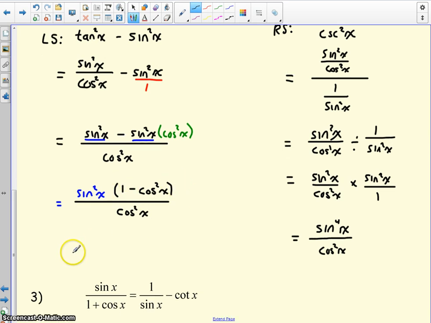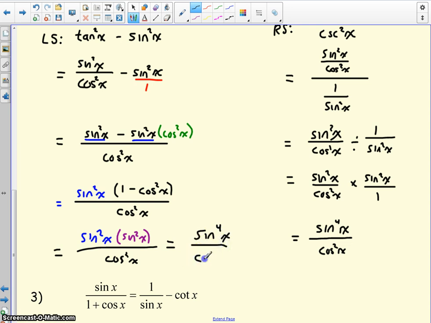Okay, so using that, I'm now going to have sine squared x. 1 minus cos squared is, again, sine squared x. And that's all over cos squared. Okay, so when I multiply the numerators together, I get sine to the fourth power of x over cos squared. And now that's equal to my right side. And I'm done.